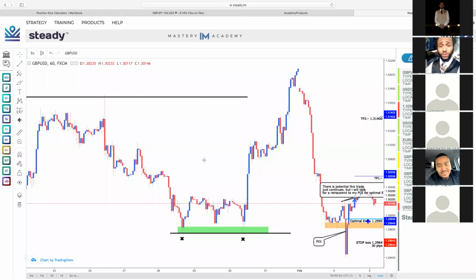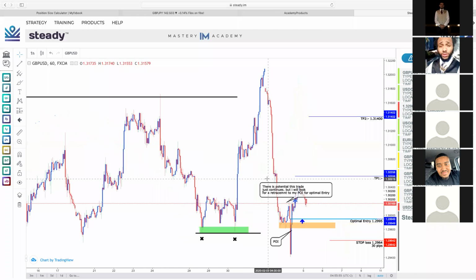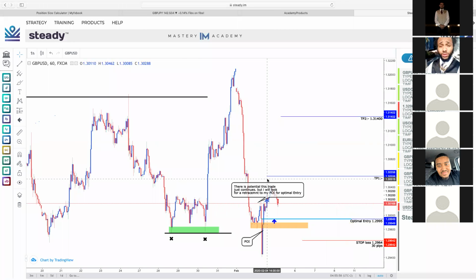Let me show you a potential trade right now off of Steady. Hey, drop a 222 in the chat right now if you're down with Steady, if Steady is that app that you rock with in IM Mastery Academy. This is one of my favorite apps, one of my favorite softwares. John Darley, Justin Saney. So here's the optimal entry on this trade.